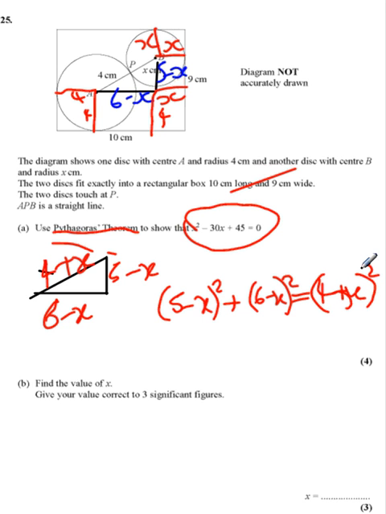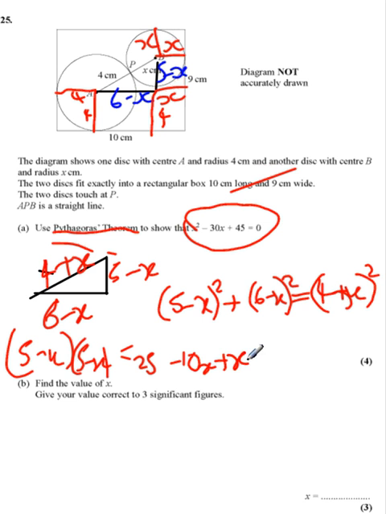Now, when you're squaring these brackets out, a lot of people can get confused with what happens. Remember that 5 minus x squared is 5 minus x times 5 minus x. So as an example, 5 minus x squared is 5 minus x times 5 minus x, which gives you 25 minus 5x minus 5x, and minus 10x plus x squared, because you've got minus x times minus x.